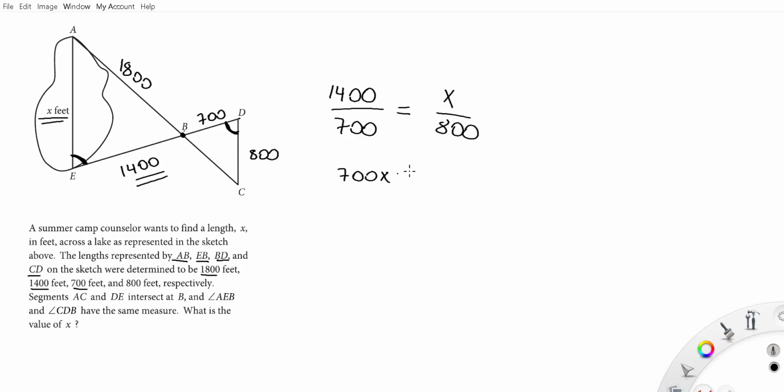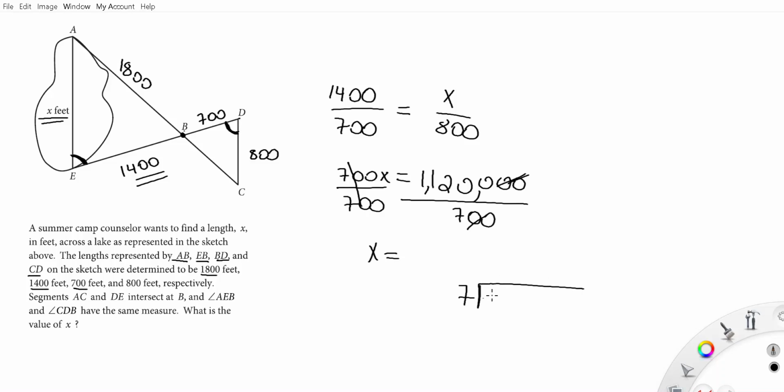700x is equal to 1,400 times 800. I have 4 zeros, that's 32, that's 1,120,000. And then I'm going to divide by 700 from both sides. x is equal to, let's see, I can get rid of these 2 zeros here. Now I have 11,200 divided by 7.